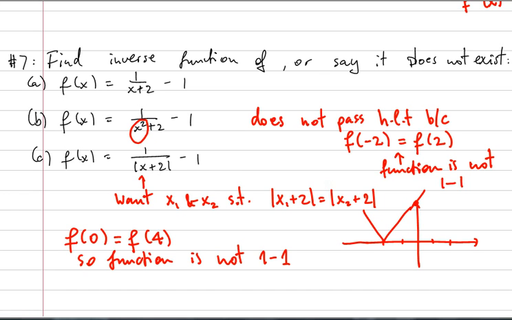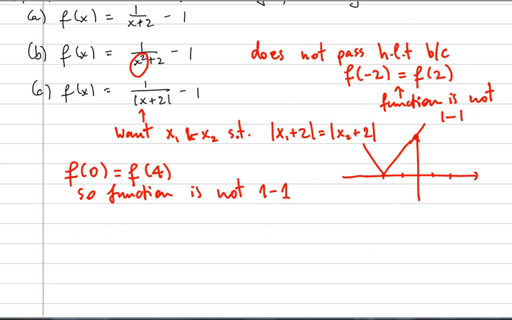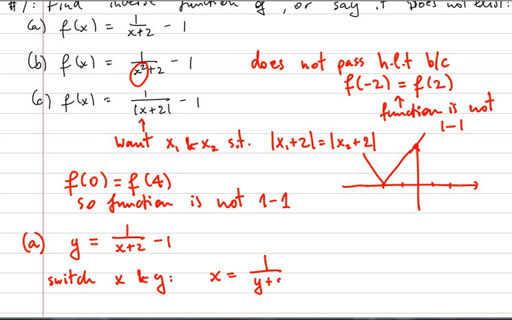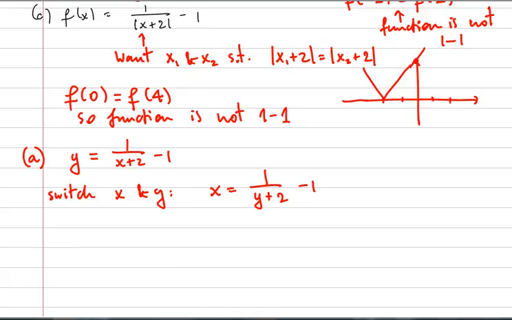Part A is a 1 to 1 function, and it does have an inverse. So how do we find the inverse for part A? First, we put in evidence where y is in this expression: y equals 1 over x plus 2, minus 1. Then you switch x and y, so you get x equals 1 over y plus 2, minus 1. And then solve for y. So we move the -1 over.